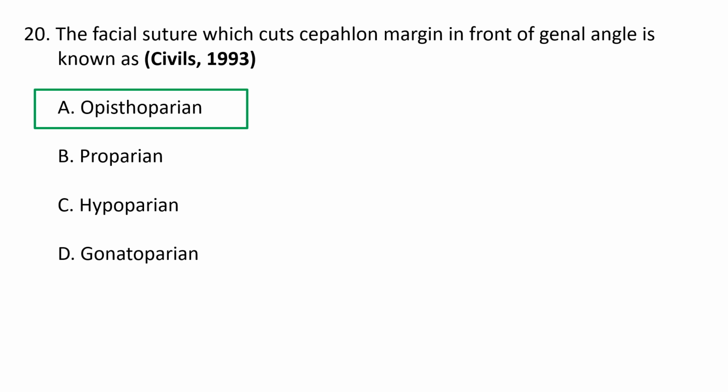The facial sutures situated on the dorsal part of the cephalon are of three main types: proparian, opisthoparian, and hypoparian, and also gonatoparian. Proparian means the suture runs from the anterior border of the cephalon to a position anterior to the genal angle. Opisthoparian is where the suture runs from the anterior margin to cut the posterior margin posterior to the genal angle. Marginal is where the suture runs along the edge and is not visible on the upper surface. In one family, the facial suture runs directly through the genal angle and is gonatoparian. So when the facial suture cuts the cephalon margin in front of the genal angle, it is known as proparian.